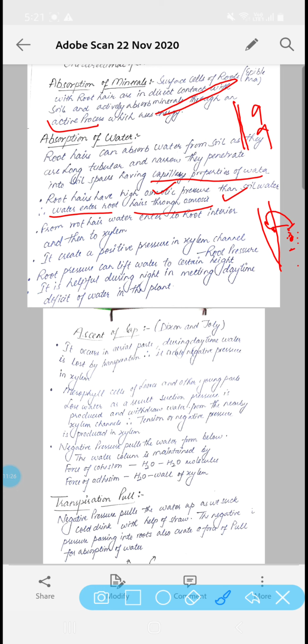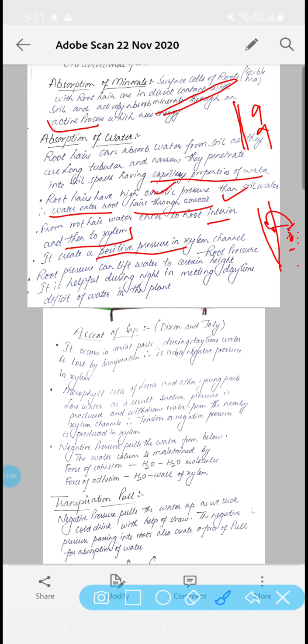water will move. So water will move to the inner part of the root, and then from the interior of the root the water moves to the xylem, because we know that xylem is that vessel, that tube which will transfer the water. Now it creates a positive pressure in the xylem channel. Inside the xylem a positive pressure will be created because it now has water inside, and that water comes from the root, and that's why that positive pressure present in the xylem channel is termed as root pressure.